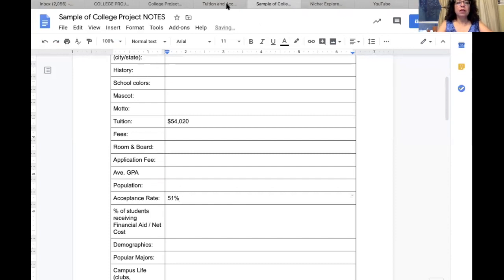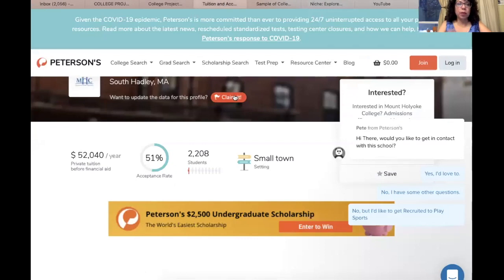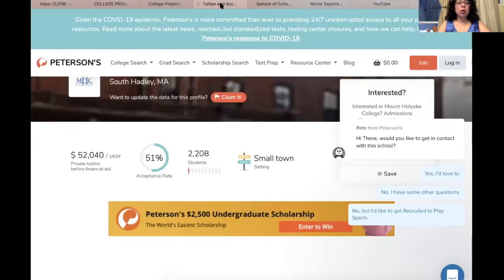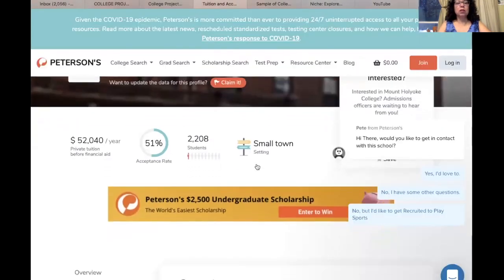Okay. And then I've got to go back and forth. Again, split screen is better. How many students do they have? So this is the population, or how many students they have. So I'm going to look for population. How many students are there? And it was 2,200. Oh wait, I think it was 2,208. 2,208. And so I'm going to go back and forth, and I'm going to look for information.